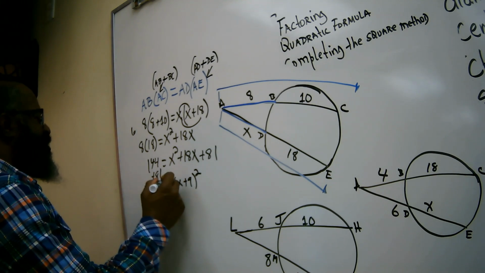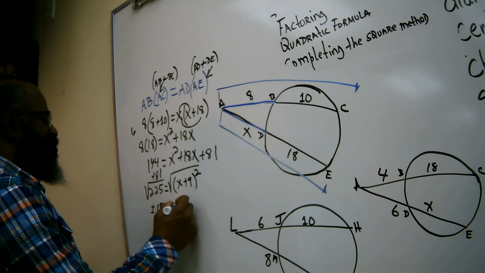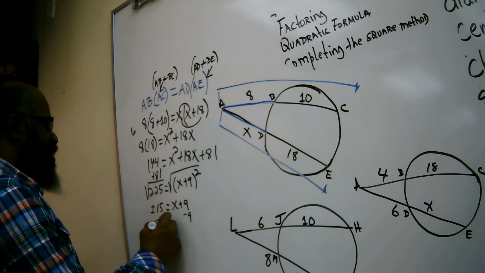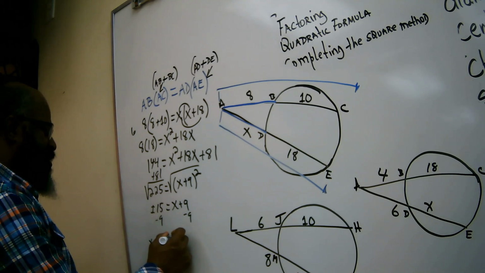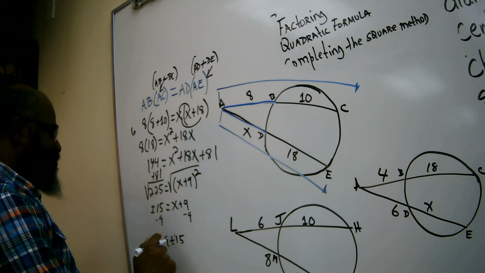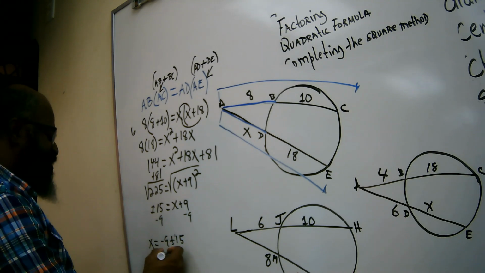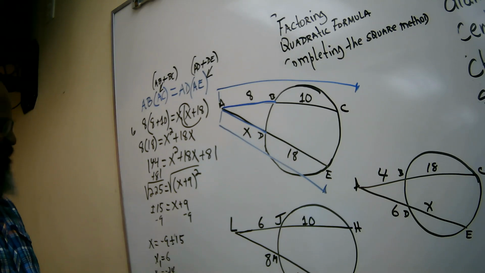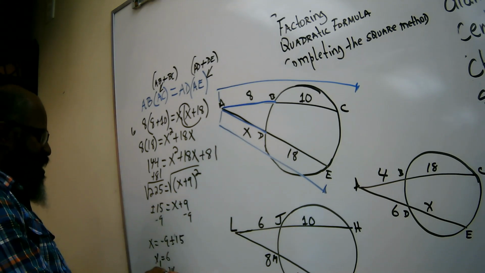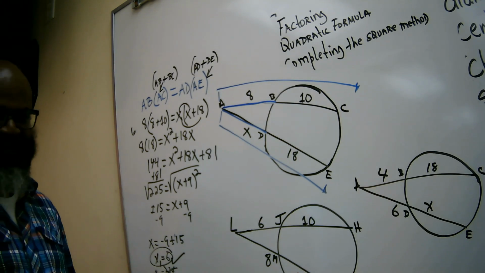Then in this case, we'll have to take the square root of each side. You will have plus or minus 15 is equal to x plus 9. Then you subtract 9 from each side. Then you will have x is equal to negative 9 plus or minus 15. It's either x is equal to negative 9 plus 15, which is 6, or x is negative 9 minus 15, which is negative 24. Those are your two possible solutions. Since you don't want your distance to be negative, you will have to reject that. Then 6 is the best answer.